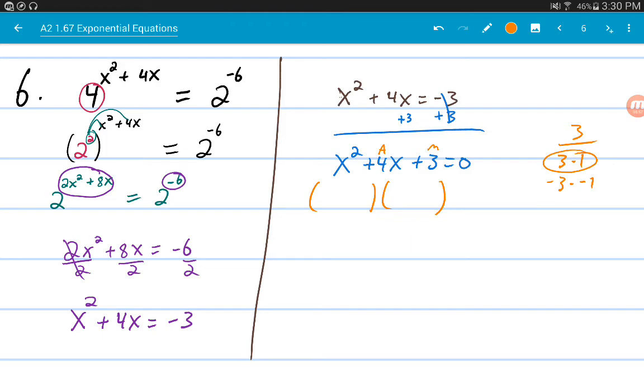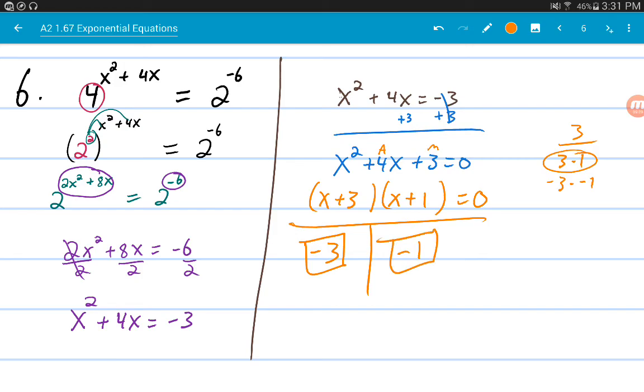So this gets double bubbled. x plus 3, x plus 1, all equal to 0. And I T-chart for my final answers, negative 3 and negative 1. So this had 2 solutions.